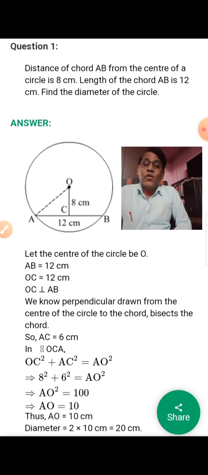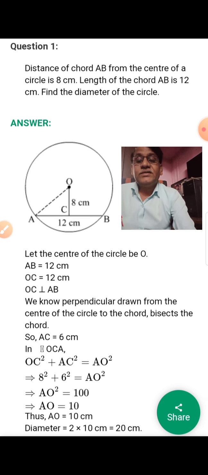Now see here, we draw the diagram according to the given conditions. A circle with center O, AB is a chord having length 12 centimeter, and the chord AB is 8 centimeter from the center O. So here OC is the distance of the chord from the center, and 12 centimeter is the length of AB. When we draw a perpendicular, the distance is always perpendicular. So OC is always perpendicular to AB.